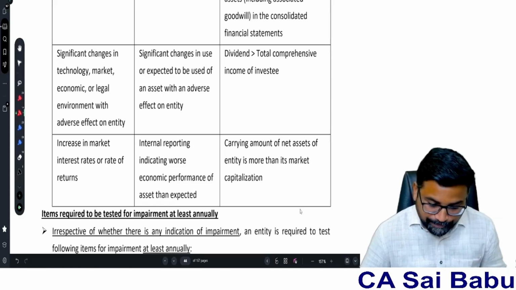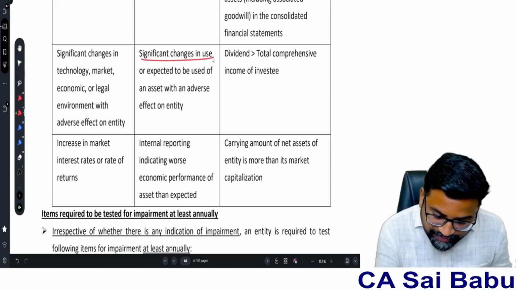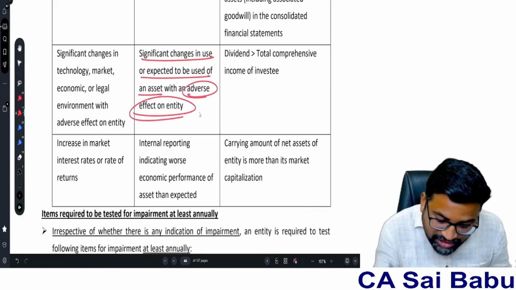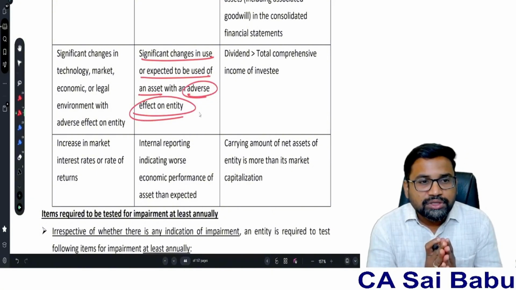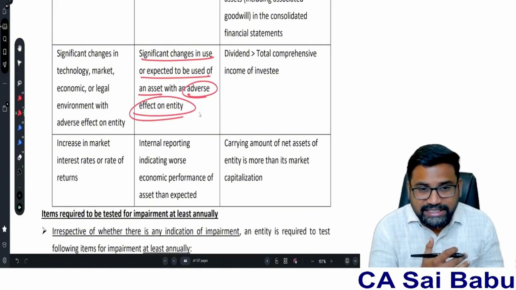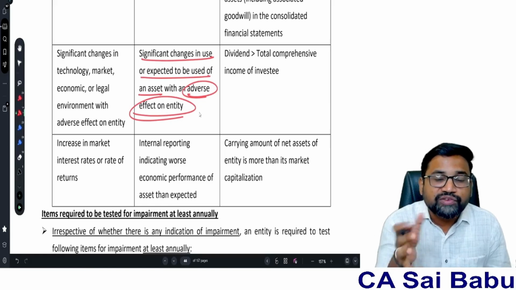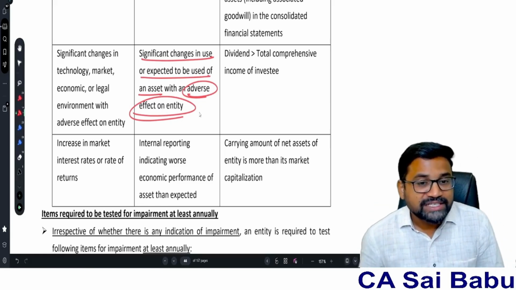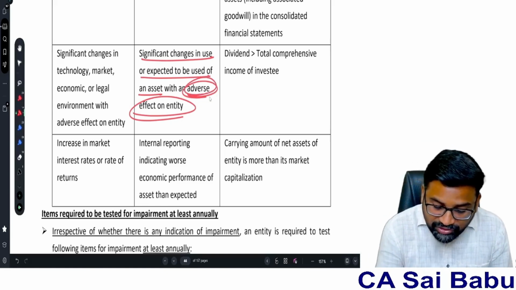Similarly, significant changes in the use or expected use of an asset with an adverse effect on the entity. Suppose you want to make a significant change in the use or expected use of an asset, which will have an adverse effect on the entity. Please understand, which will have what? Adverse effect on the entity.